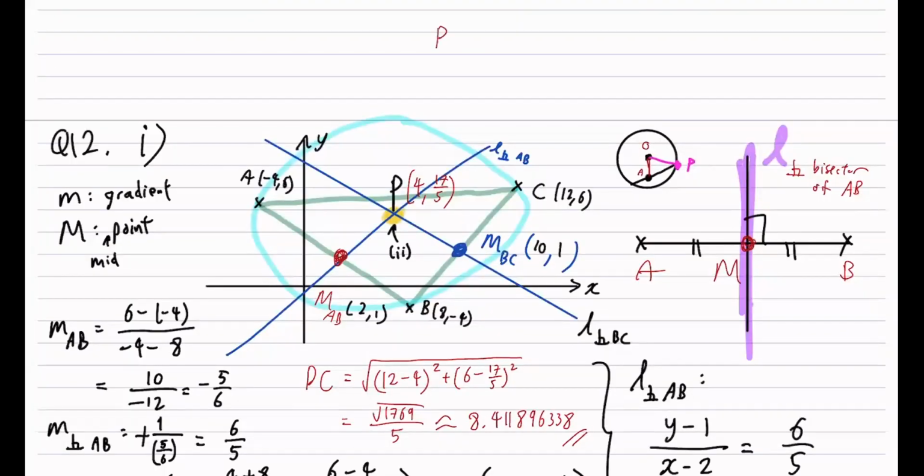Let's see what PB is. Square root of 8 minus 4 bracket square, add on 17 over 5 minus -4, so plus 4 square. Let's see if this answer is the same. I got the same answer.